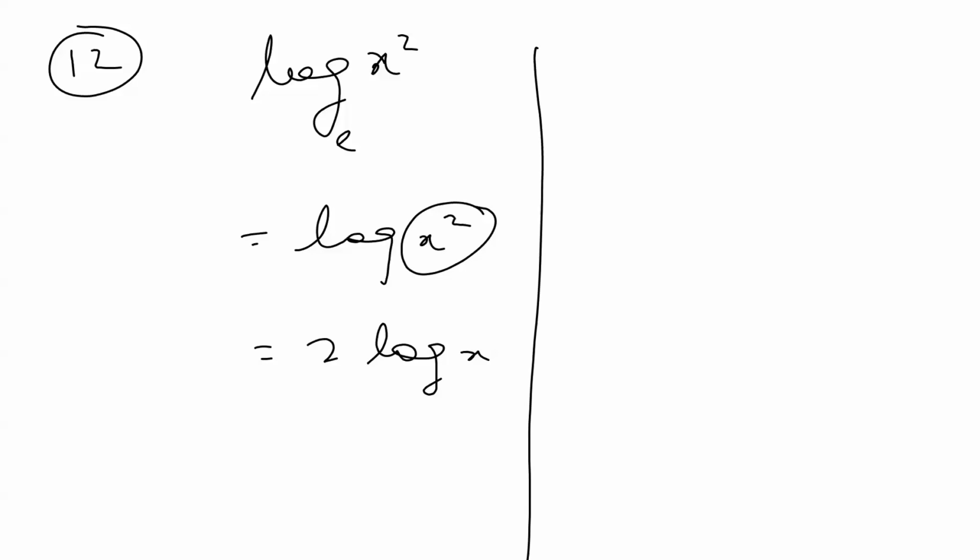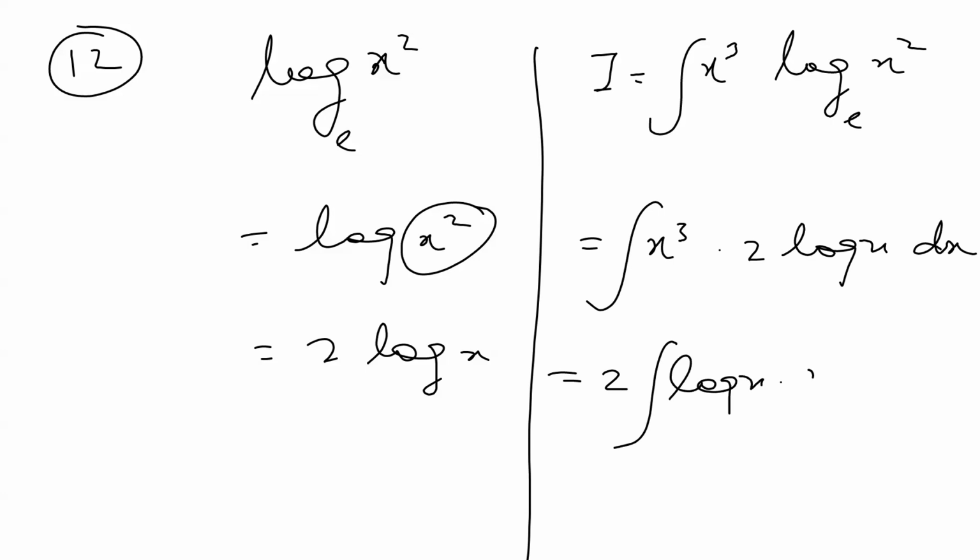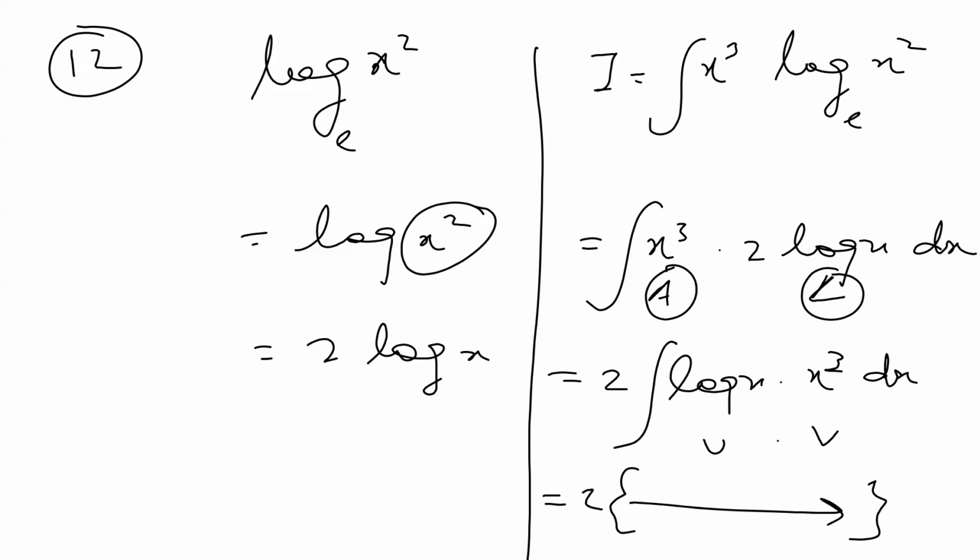Okay, so the question is x cube log x square to the base e. So x cube into 2 log x. 2 outside, write log x term first because this is logarithmic and this is algebraic. So logarithmic term should be first. So after 2, put a curly bracket and put the formula of integration by parts and solve this. Okay. That was your question number 12.